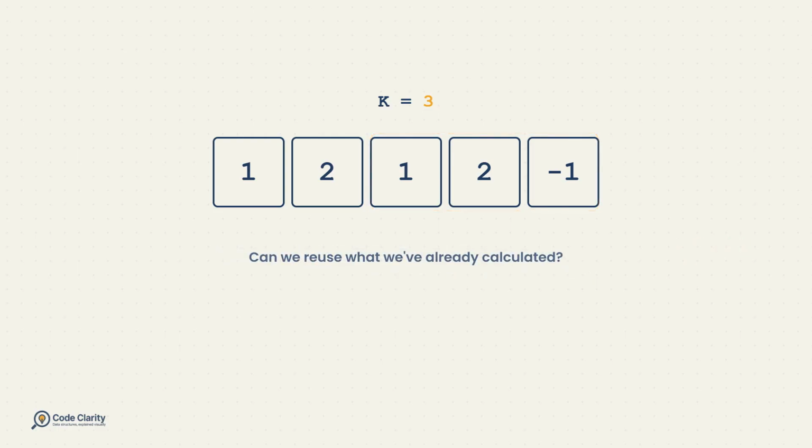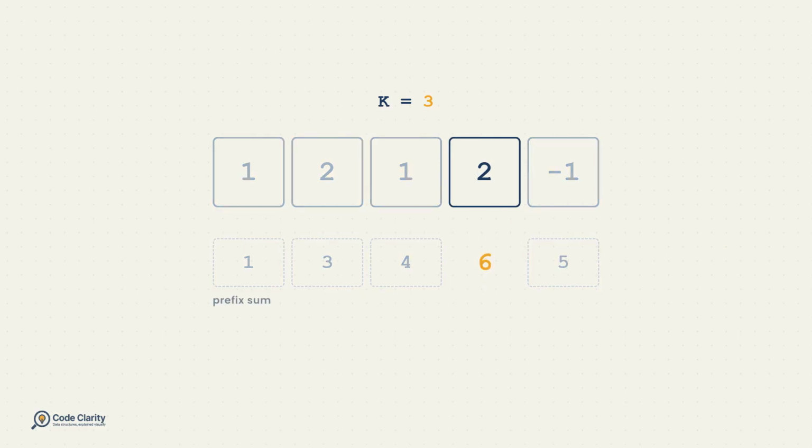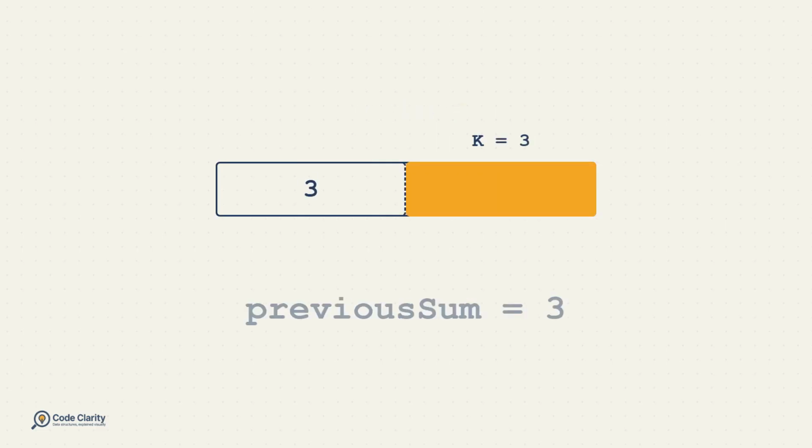In the previous episode, we saw how a prefix sum keeps track of everything we've added so far. As we move through this array, our running sums become 1, 3, 4, 6, and 5. Now here's the important part. Suppose our current running sum is 6, but we want a subarray whose sum is exactly 3. Think about what that means. If the total so far is 6 and the part we want is 3, what must the sum before that part have been? 3. That's the key.